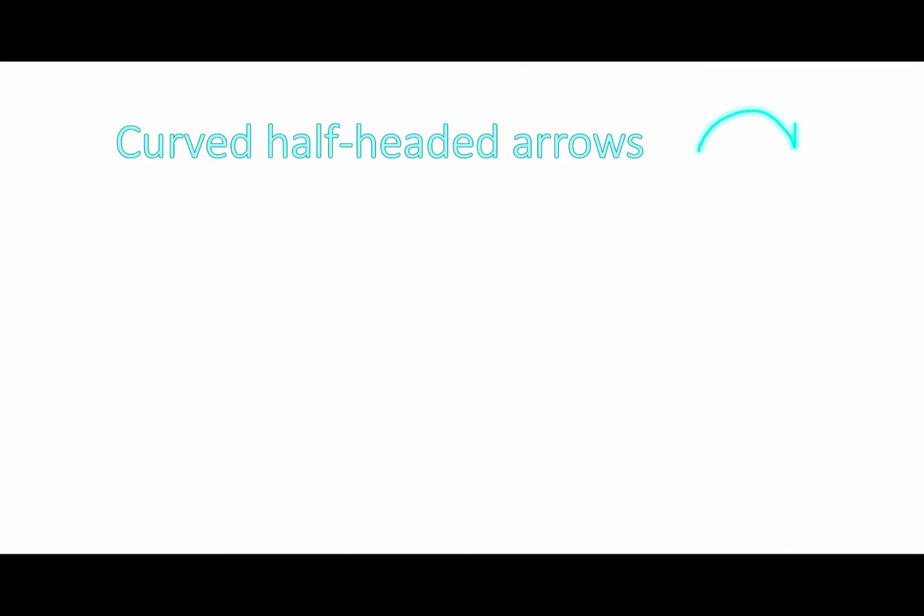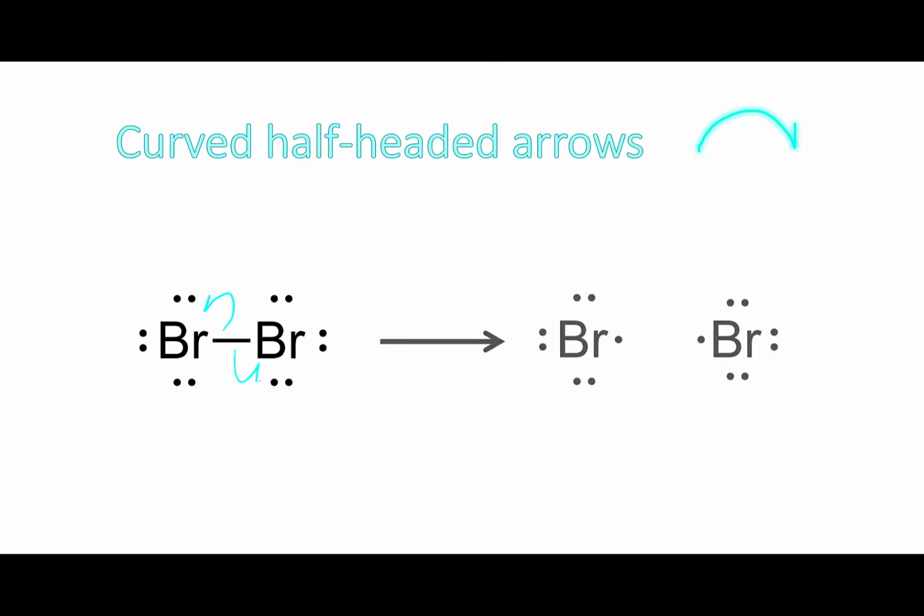We can use the bromine molecule as an example. When this molecule is exposed to light or heat, the bond between the two bromines breaks and we make a pair of bromine radicals. And to show that, we draw a curved half-headed arrow pointing at one bromine and a curved half-headed arrow pointing at the other bromine. And what this tells us is that one of the electrons from the bond went to one bromine and one electron from the bond went to the other bromine.